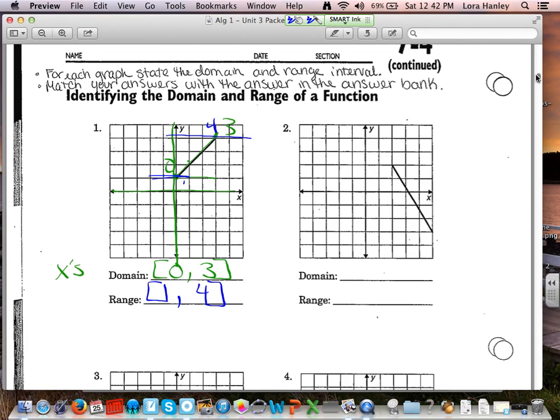If you see a graph with arrows at the end, that means that it keeps going and going and going. So we would have a situation where you could have every number in the book, and we call that all real numbers. And that is a situation we will look at later.